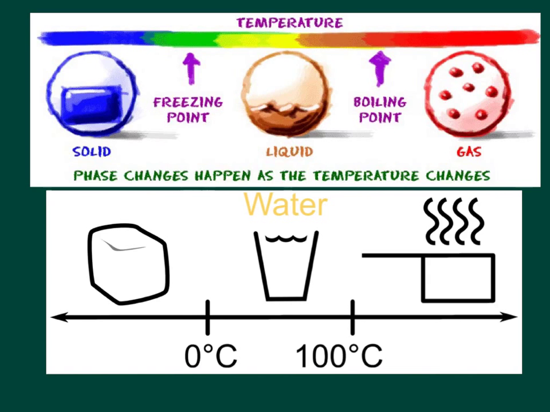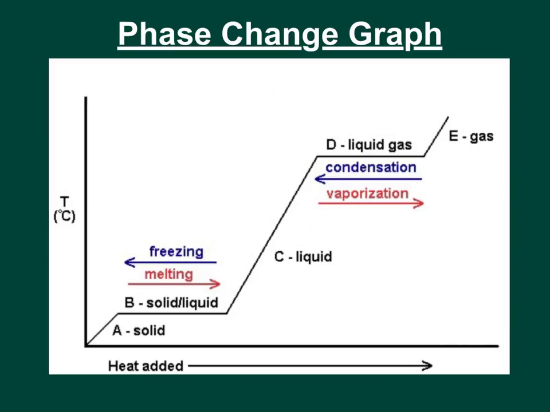At the bottom of this screen, we can see that we have specific temperatures for water. Water melts and freezes at 0 degrees Celsius. That is something that you're going to be expected to know. Additionally, water also boils at 100 degrees Celsius. So the melting point and freezing point of water is 0, and the boiling point of water is 100 degrees Celsius.